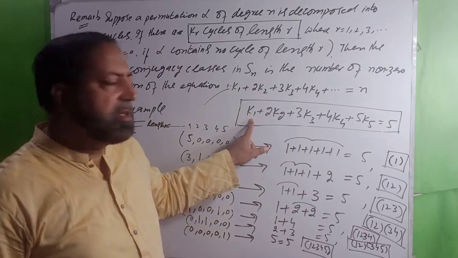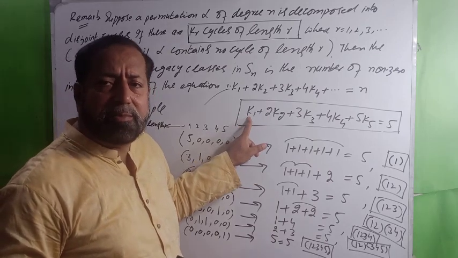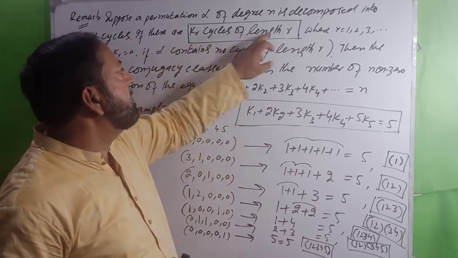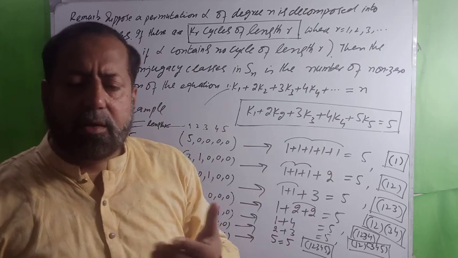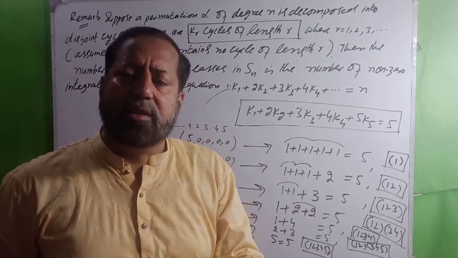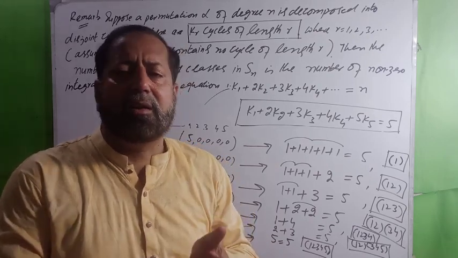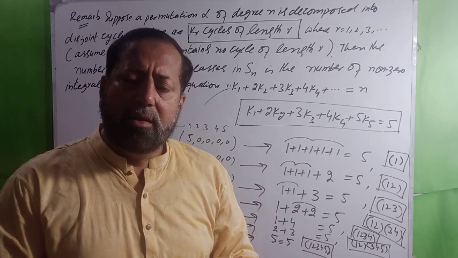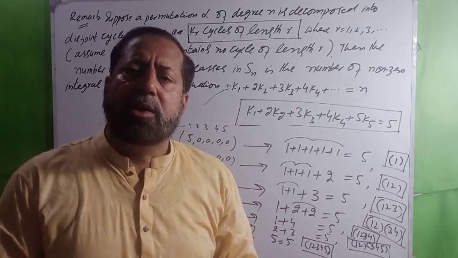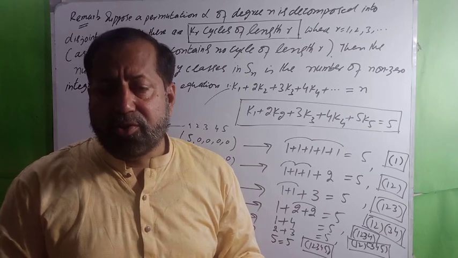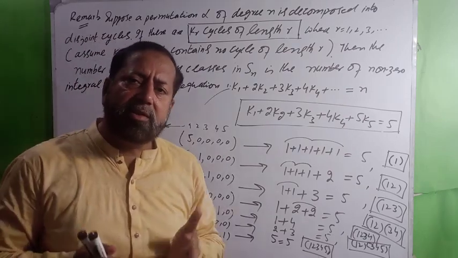That's why both are positive, so there is no question at all of substituting. Suppose you substitute 3 here, 2 into 3 is 6, and minus 1 here. No, you cannot substitute this, because kr cycles of length r are the cycles. kr is the number of cycles and r is the length of the cycle. Kr may be 0, but r must be a positive integer. So this is another way to count the number of conjugacy classes in essence.